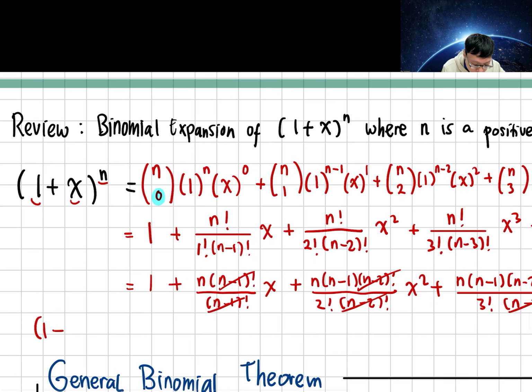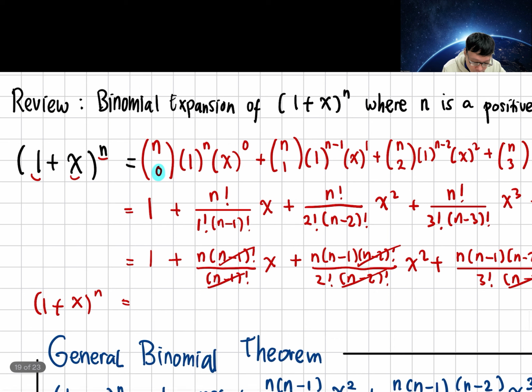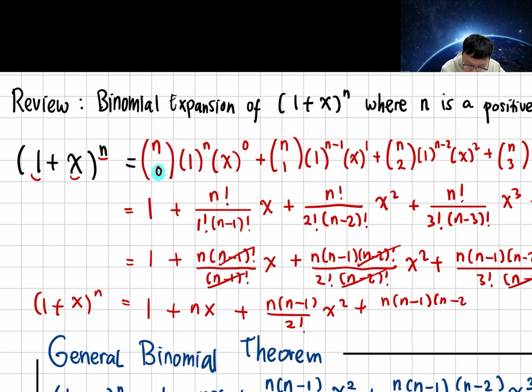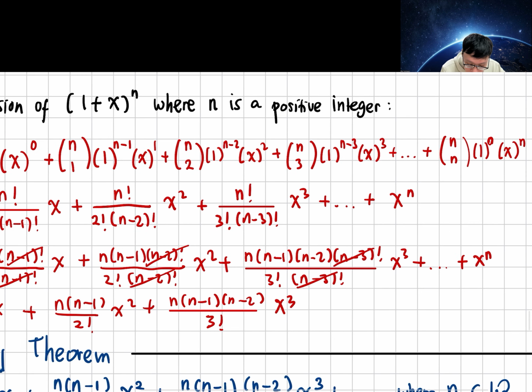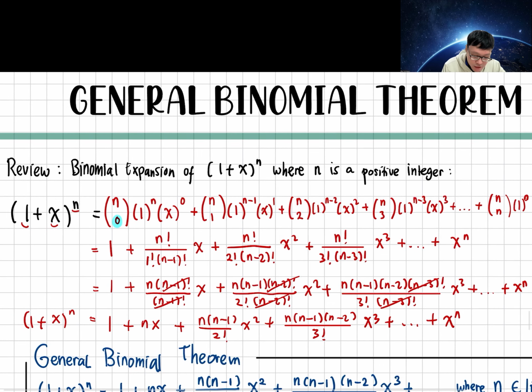So, the binomial expansion of (1 + x)^n, where n is a positive integer, is 1 plus nx plus n times n minus 1 over 2 factorial x squared, plus n times n minus 1 times n minus 2 over 3 factorial x cubed. And then you keep doing that until you get x^n. So this is the binomial expansion of (1 + x)^n for positive integer n.